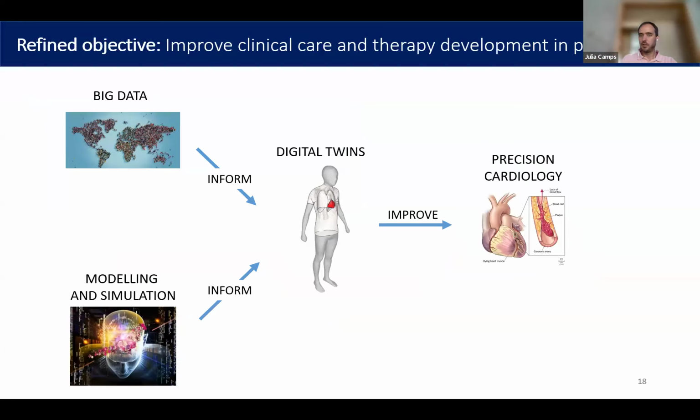Okay, so that is our refined objective now. So we have this big data and we have the modeling and simulation. And now what we want is to build digital twins to, in this case, decide whether this therapy is effective for post-myocardial infarction or not.